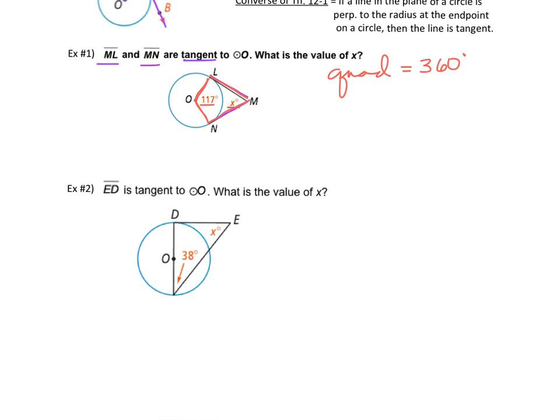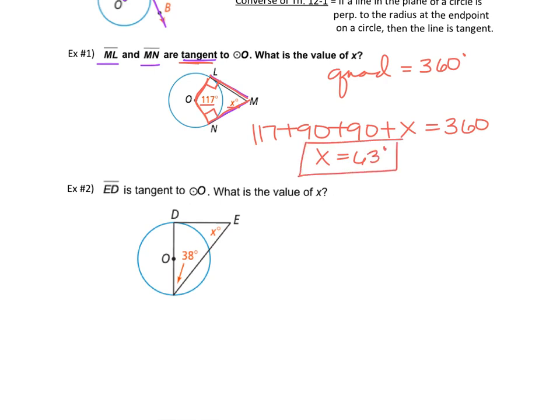And we do know something about the other two. Because they told us those lines are tangent, that means they're perpendicular to each radius. So that means this one is 90 and this one is 90. So you're going 117 plus 90 plus 90 plus x. So those four angles all together should add up to 360. So we're going to go 360 minus 117 minus 90 minus 90. And that leaves us with x being 63 degrees. Okay, so that one made a quadrilateral.